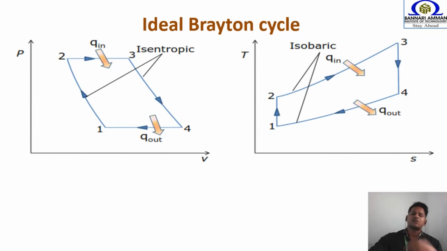Once again, we can recall that in the Brayton cycle we have four processes. The first one is isentropic compression. The second one is isobaric heat addition.